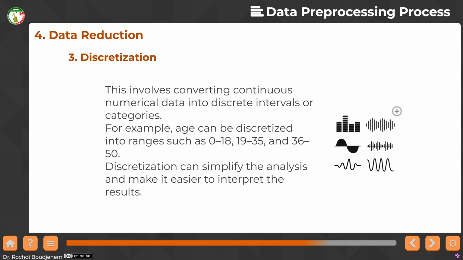Discretization involves converting continuous numerical data into discrete intervals or categories. For example, age can be discretized into ranges such as 0 to 18, 19 to 35, and 36 to 50. Discretization can simplify the analysis and make it easier to interpret the results.